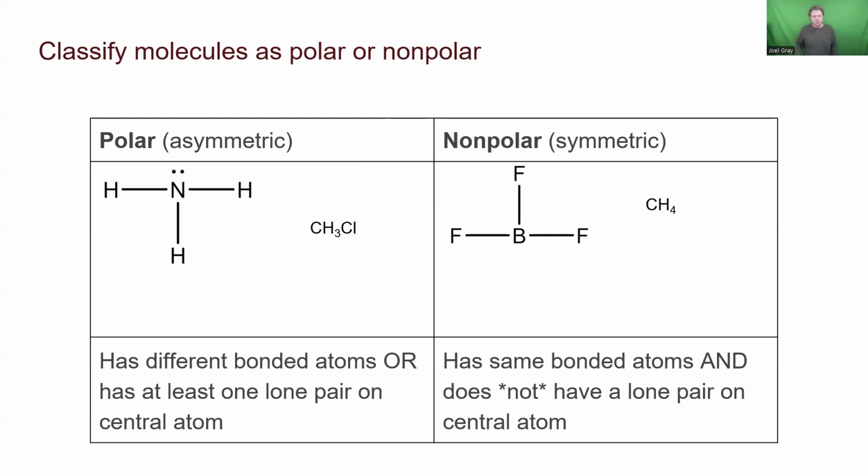Now, here are the last few examples that I wanted to go through. NH3. We've got a lone pair of electrons on our central atom. Did we have 4 atoms surrounding it? No, we don't. But there's one lone pair of electrons. Therefore, this NH3 is a polar compound.